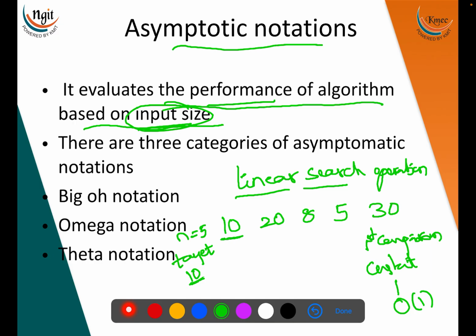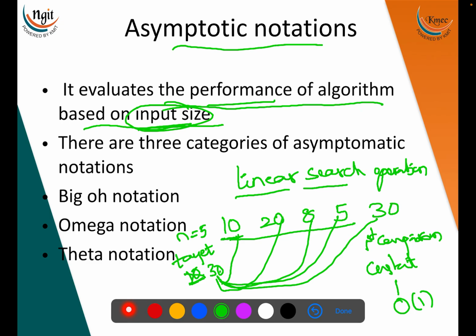Constant time comparison. If I change this input, assume I am changing the input to 30, then the number of comparisons also changes proportionally. 30 has to be compared with 10, then with 20; match not found, match not found, match not found, and then match found. To get a successful search, we have to go through all these comparisons. So the best case, which takes the lowest time, is constant time, big O of 1.